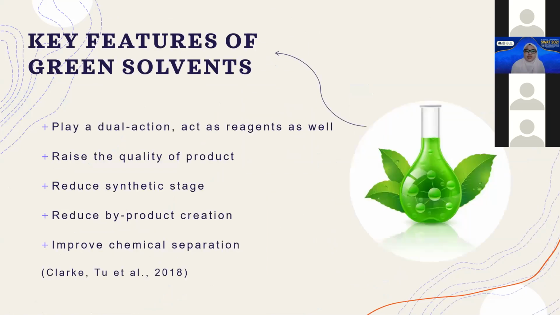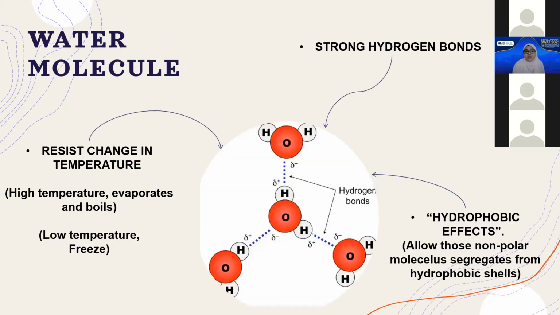So the key features of green solvents are five, as mentioned by Clark in 2018. First, it may play a dual action, meaning the solvent may also act as a reagent, so we can lower the cost of the chemical processes. Second is to raise the quality of the product at the end of the chemical processes, reduce synthetic stages, reduce byproduct creation, and reduce the post-treatment after the chemical processes, and finally to improve the chemical separation.